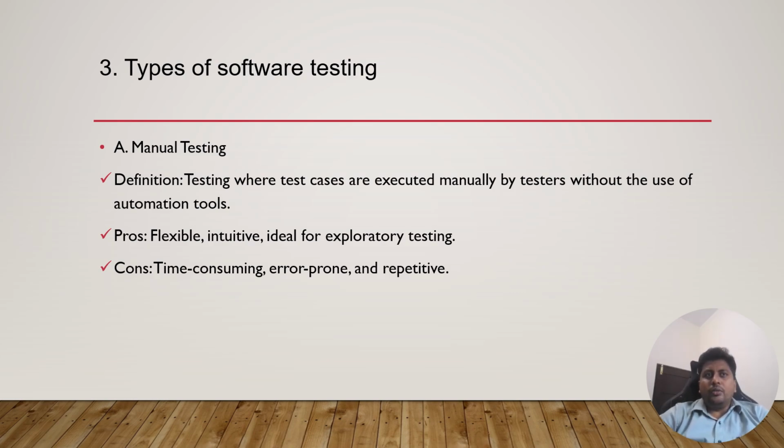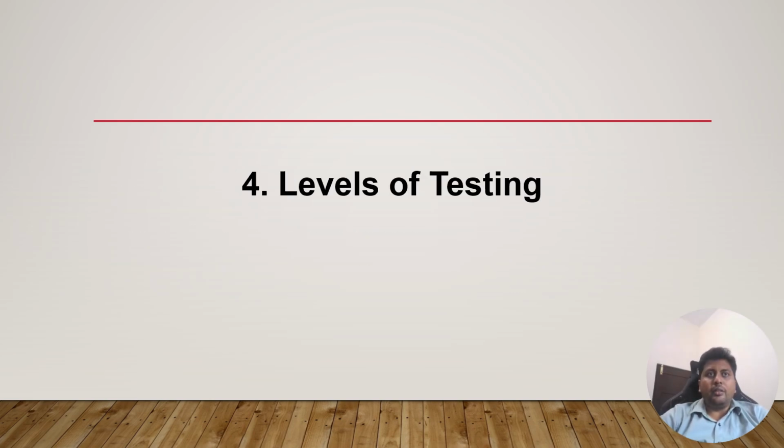In today's world, there are two types of software testing. One is manual, and the other is automation testing. Right now I'll tell you what manual testing is. What is manual testing? Something you are testing manually.